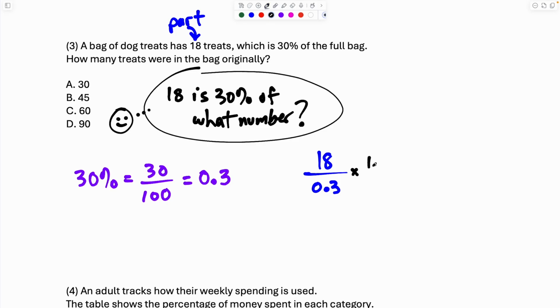Or what I could do is multiply the numerator and denominator by 10, and 18 times 10 gives me 180. And when I multiply a number by 10, the decimal of the other number moves one space to the right. So you could imagine as this decimal goes one space to the right, it's going to make 3. And then 180 divided by 3 gives us 60, which matches choice C.